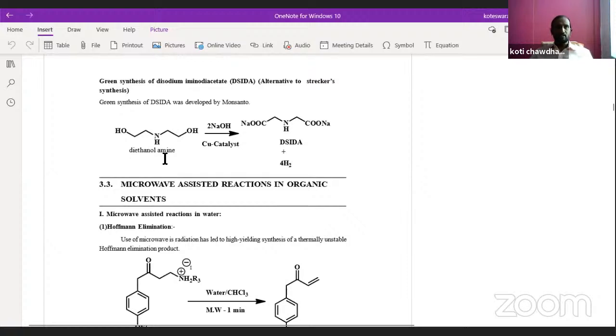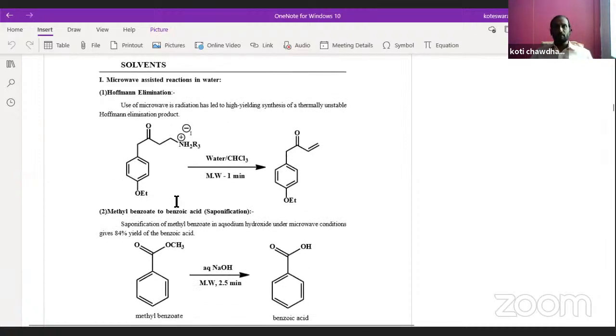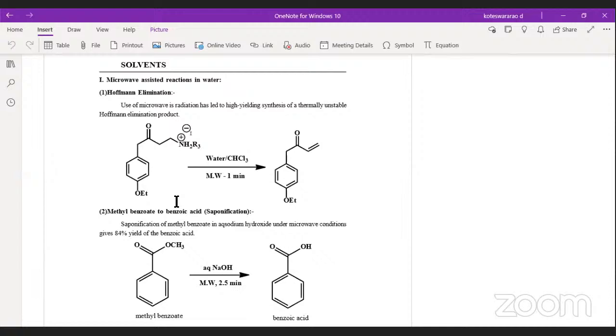Okay, diethanolamine. It is treated with sodium hydroxide as a co-catalyst. Then it is converted into DSIDA. What is DSIDA? This is disodium iminodiacetate. This is the alternative to the Strecker synthesis. The Strecker synthesis requires hazardous acids and alkali materials. We are going to avoid it here.